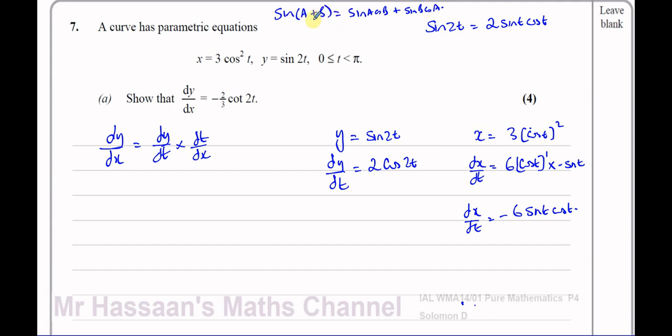Now, if a and b are both the same, if they're both a, for example, that would be sine of a plus a, which is sine of 2a, and that would be sine a cosine a plus sine a cosine a, which would be 2 sine a cosine a.